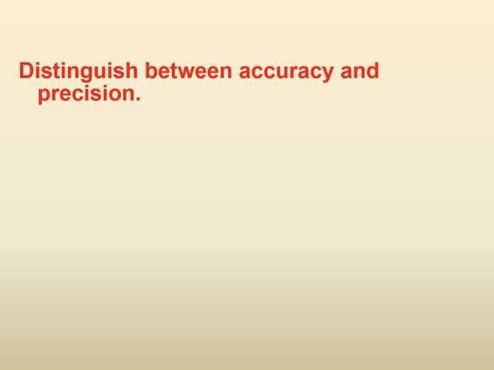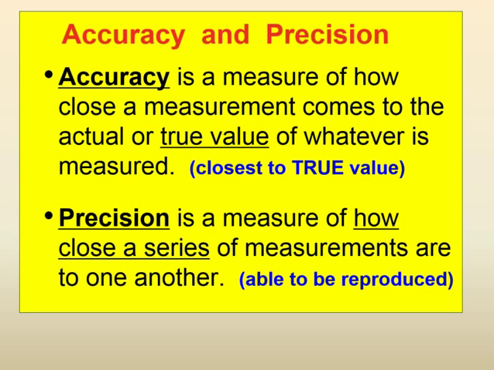So first thing, distinguish between accuracy and precision. Accuracy is the measure of how close a measurement comes to the actual or true value of whatever is being measured, or proximity to a true value. Precision is a measure of how close a series of measurements are to one another, not necessarily to the true value, but to one another, which refers to your ability to be reproduced.